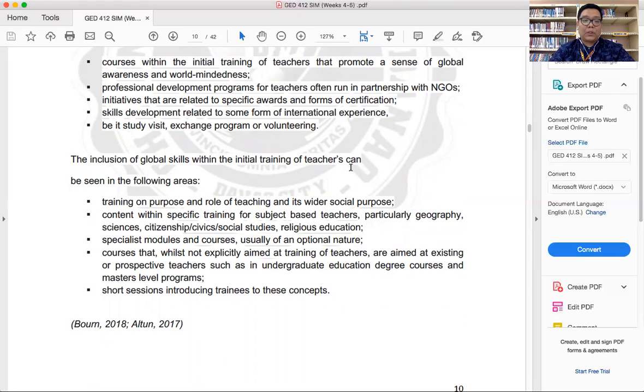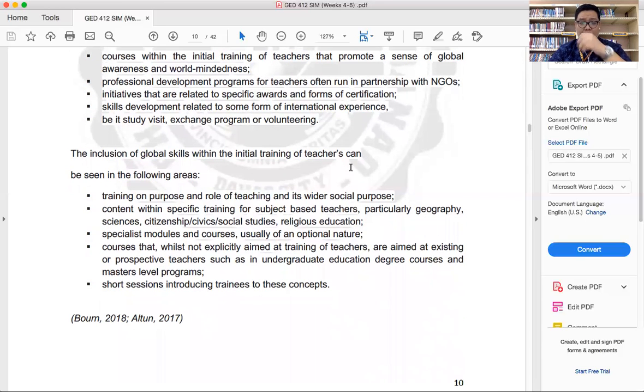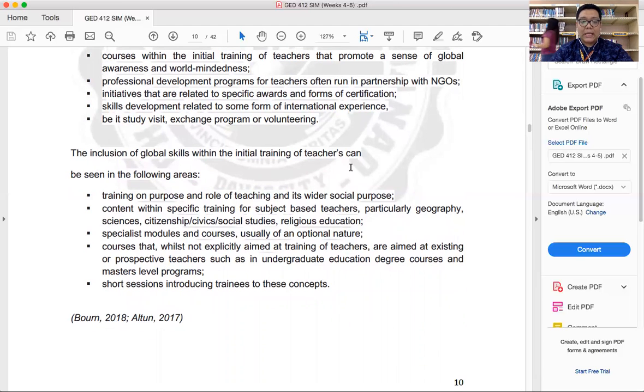Second is content within specific training for subject-based teachers, particularly geography, sciences, citizenship, or civics or social studies, religious education. Because not only in these courses that good behavior is taught, but also a wider understanding of different issues, may they be local or international or global. We have specialist modules and courses, usually of an optional nature. And then we also have courses that, while not explicitly aimed at training of teachers, are aimed at existing or prospective teachers, such as undergraduate education degree courses and master's level programs.